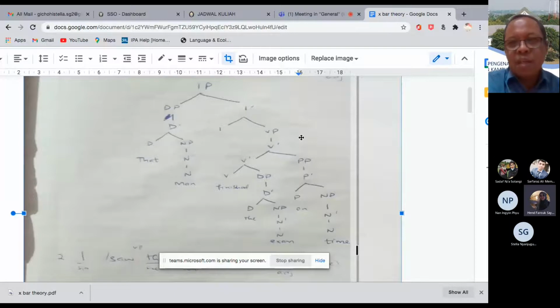Okay. Any other problems related to this sentence? You got the same answer, Sarfaraz?